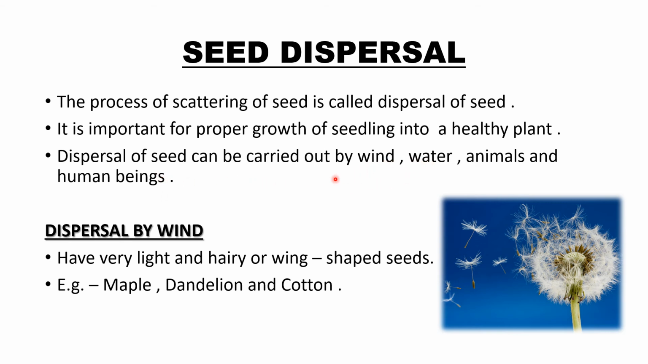The dispersal by wind. Dispersal by wind means that the seed should be very light and hairy or winged in shape. These features can help a seed to get dispersed by wind. These types of seeds you can find in maple, dandelion and cotton. Here in a diagram you can also see that the seeds have hair-like structures which help them to blow away with the wind.